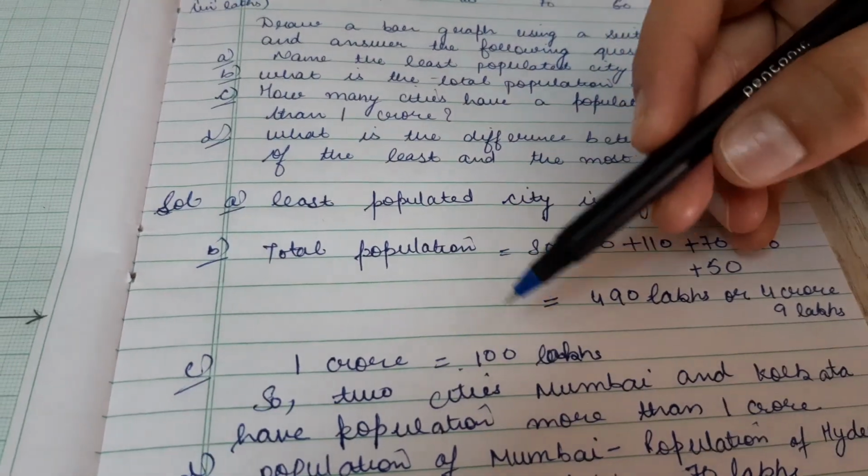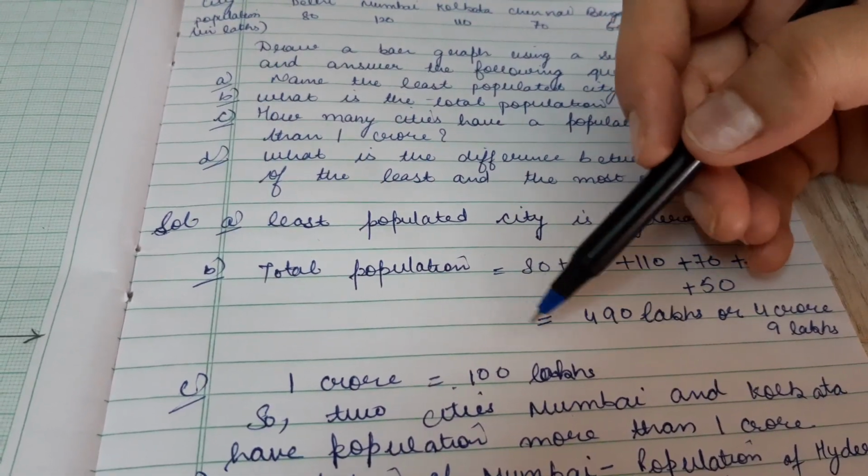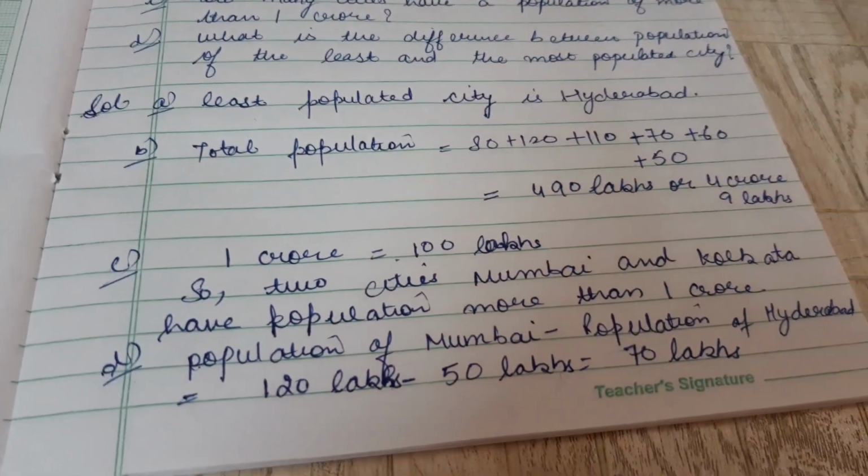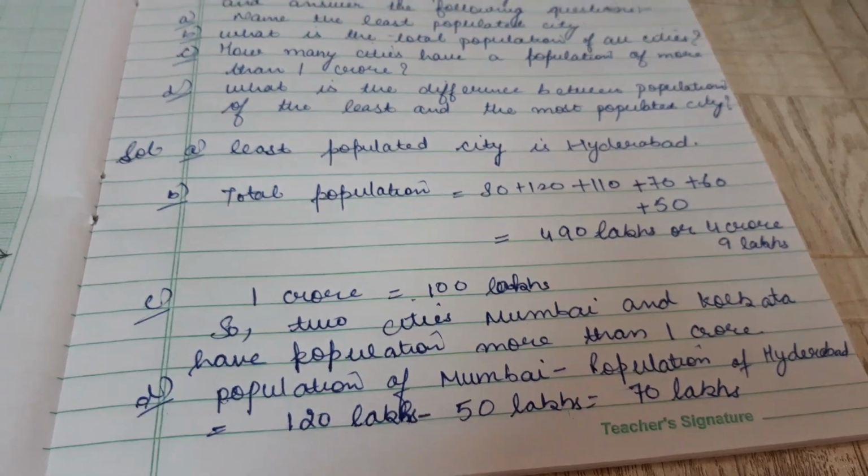Next, C part is, how many cities have a population of more than 1 crore? 1 crore, we know 1 crore is 100 lakhs. So it means the population is more than 100 lakhs, that is Kolkata and Mumbai. So two cities, Mumbai and Kolkata, have population more than 1 crore.